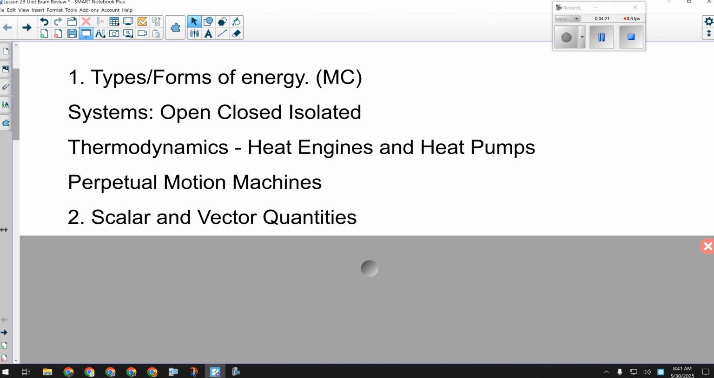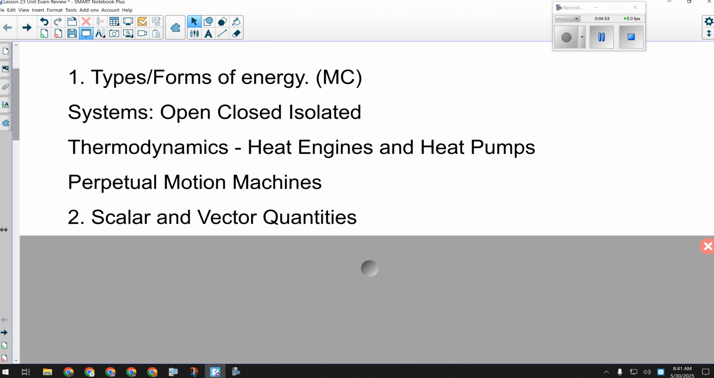Then we talked about scalars and vectors. That's the V equals D over T stuff. Make sure you know which things are scalar: distance, speed, time, energy. And know which things are vector: velocity, displacement, acceleration, force. All of those things.